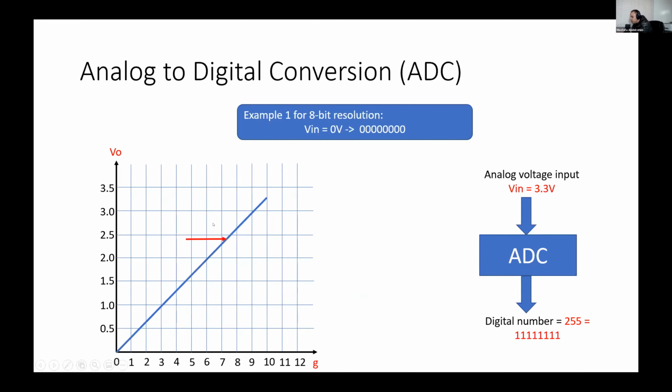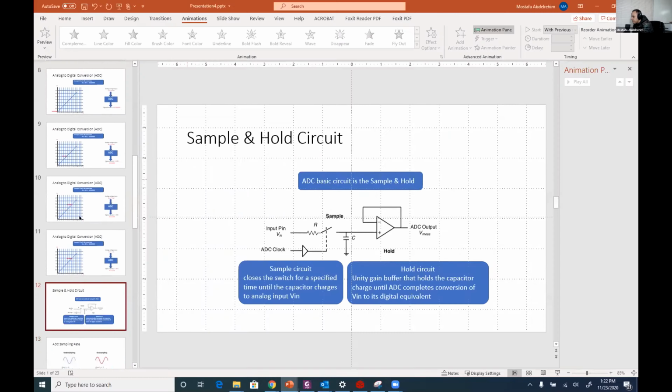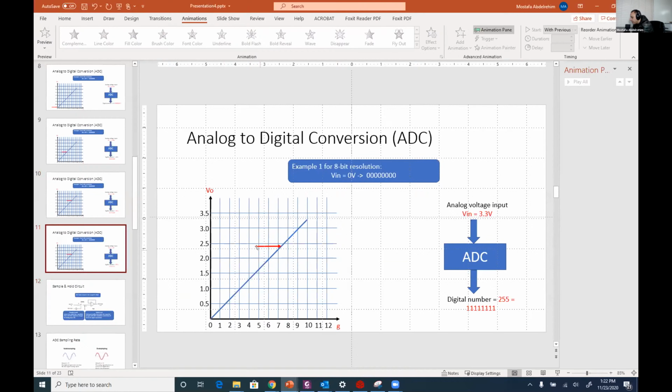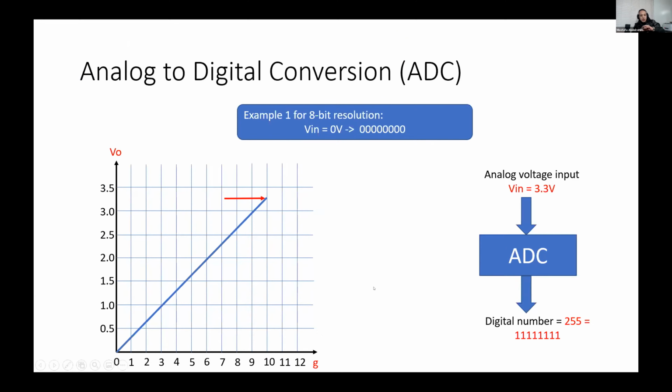And finally, I'm sorry, I didn't change this. So let's do it together now. At 3.3, this is another digital number, which is all ones. When you reach the maximum range, or even beyond.